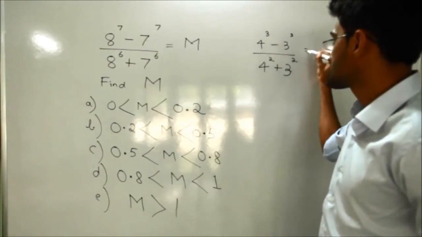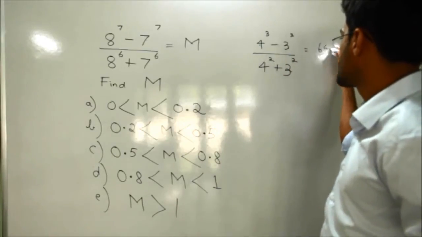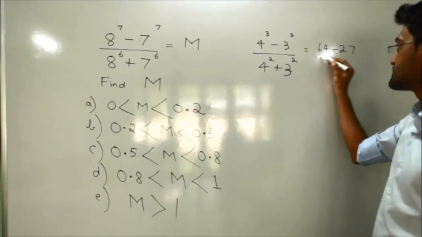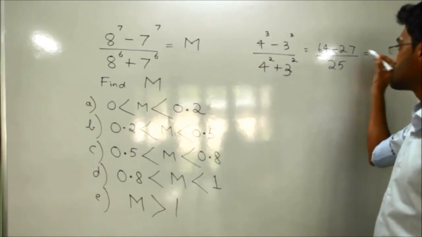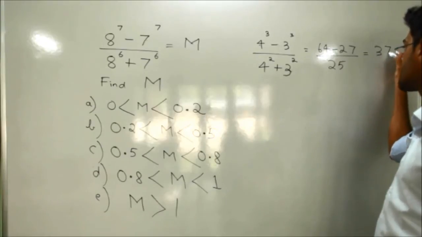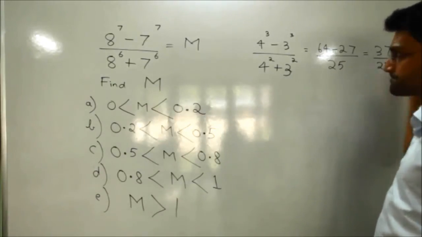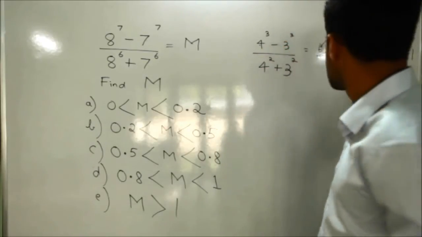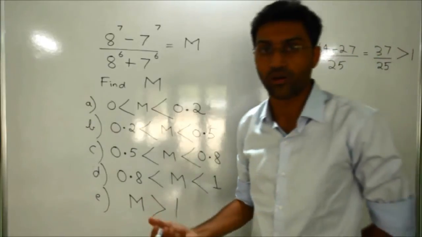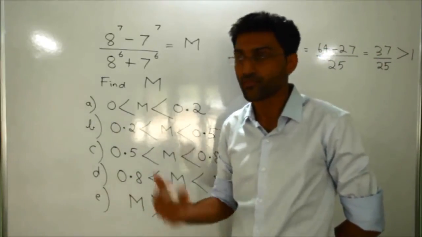We know that 4 raised to 3 is 64, while 3 raised to 3 is 27. So we have 64 minus 27 over 16 plus 9, which is 25. This gives us 37 over 25, and quite clearly the value is more than 1. Okay, so we've understood that for this particular set of numbers, the answer is greater than 1. However, this need not be true always.